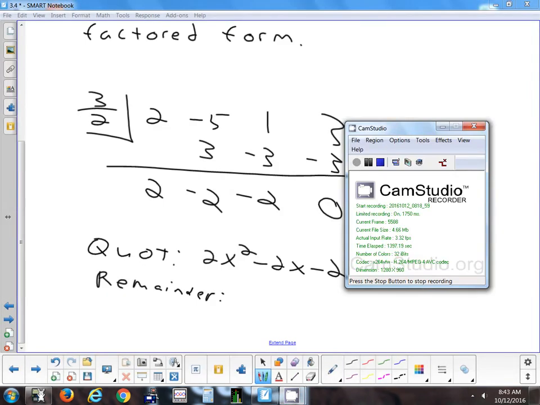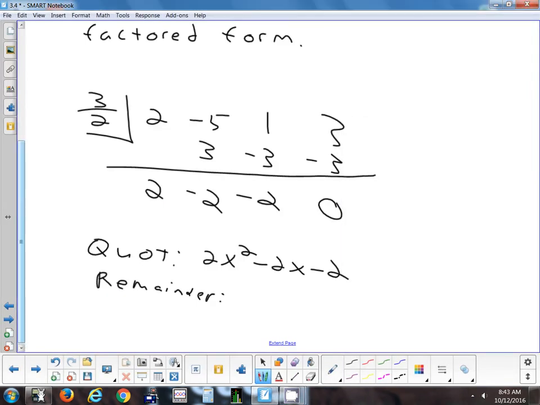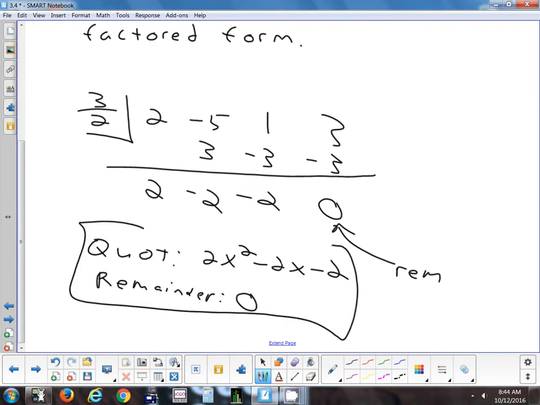All right, so we got our quotient, and the last number, as I said before, that's your remainder, and it is 0. Any questions on that one? All right, we'll try another one.